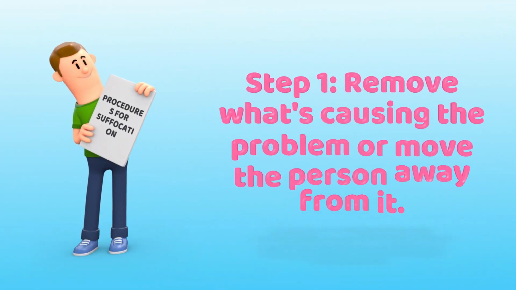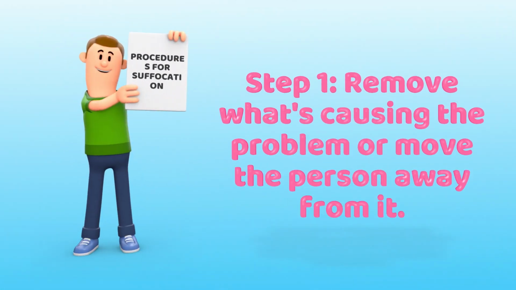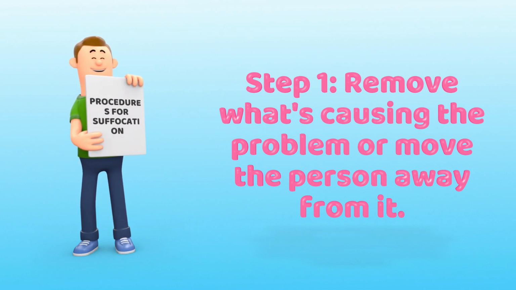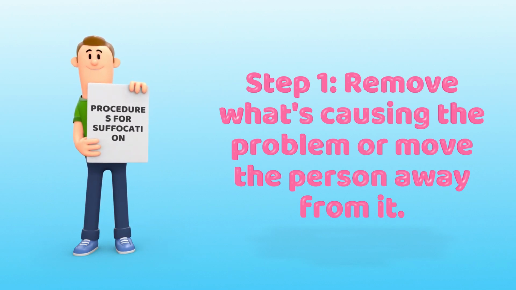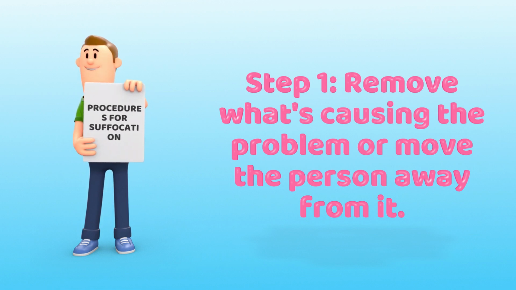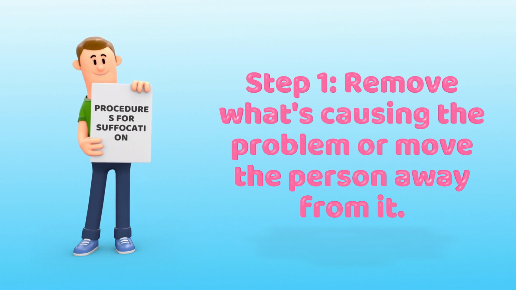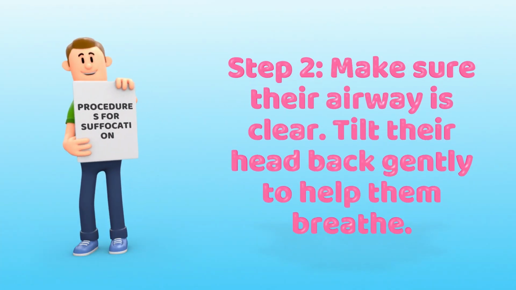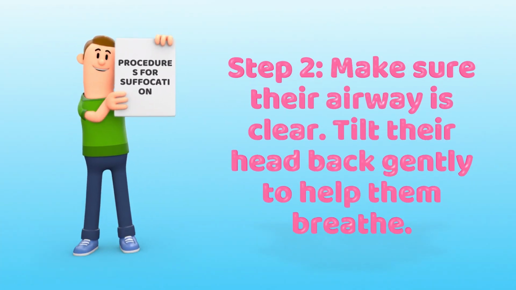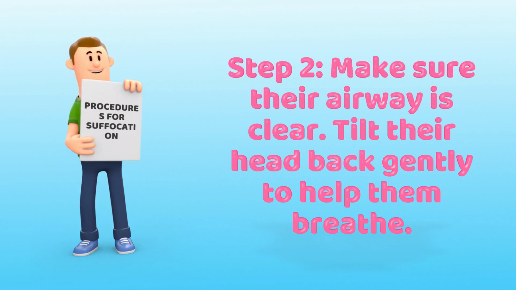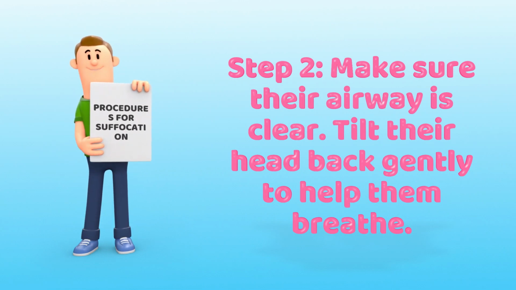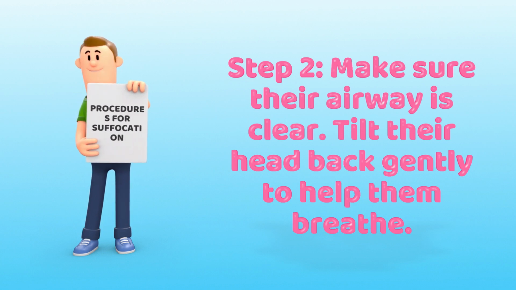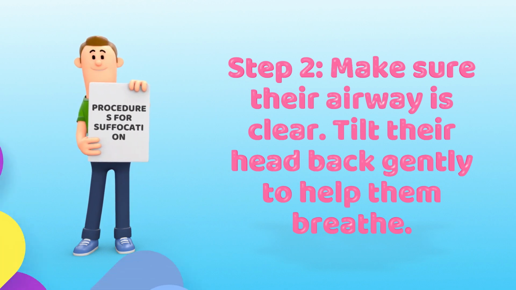Okay, let's now start the procedures for suffocation. The first step is to check what has caused that problem and, if possible, remove it. The second step is to make sure the airway, the place where the air passes, is clear. You can tilt their back to help them breathe.